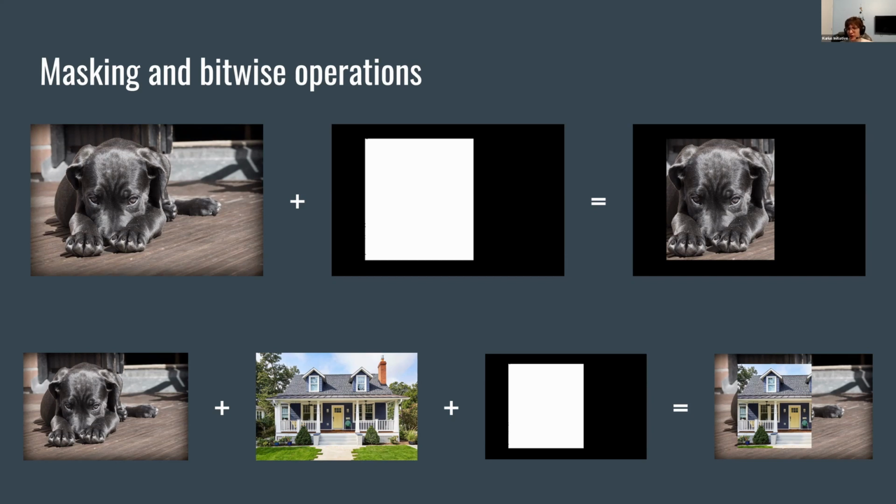So here we want to cut the head of our dog. We're applying this mask where only the white part of the image is taken out of the original dog image, and we're displaying it at the end. And down here we have a little bit more complicated operation. We're taking both a dog and a house image, taking only a part of the house image and sticking it on the dog image.